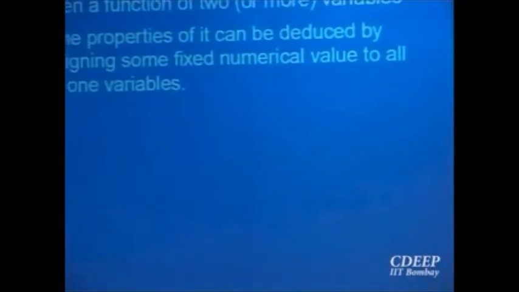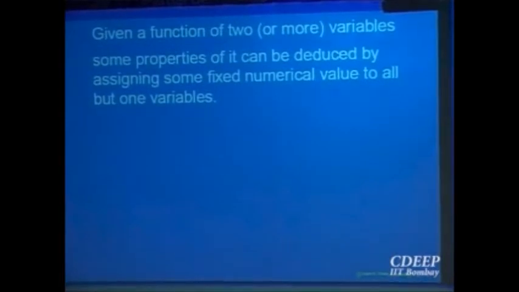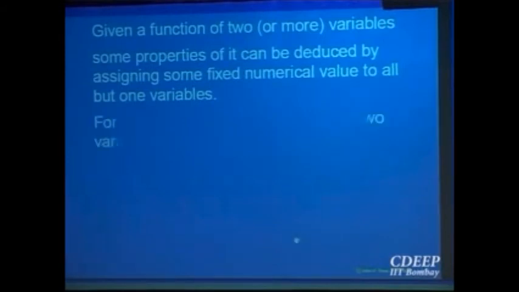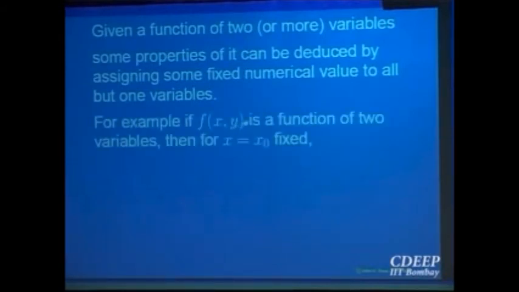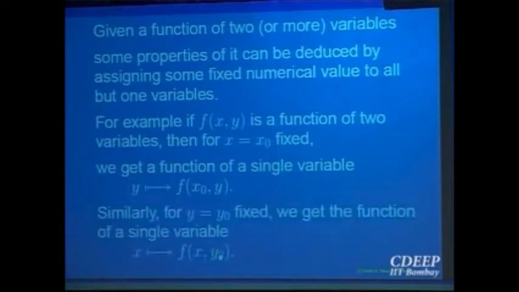The basic idea is, given a function of two variables, some properties of it can be deduced by assigning some fixed value to one of the variables. So the function of two variables gives rise to a function of one variable, and for a function of three variables, if you fix two variables, it becomes a function of one variable. For example, for a function f(x, y), if you fix x equal to x naught, that gives you a function y going to f(x naught, y), and similarly the other variable gives you the other function. These two functions are normally called coordinate functions because they are functions of each coordinate, the x coordinate or the y coordinate.